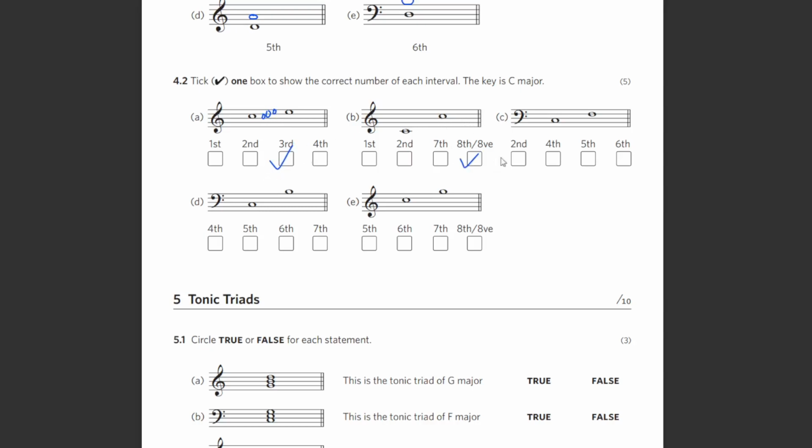C to C, 8th. One octave apart. So it's 8. Okay. C to F: C, D, E, F. 1, 2, 3, 4. So it's a 4th. Next, C to B: C, D, E, F, G, A, B. 1, 2, 3, 4, 5, 6, 7. So it's a 7th. C to G: C, D, E, F, G. 1, 2, 3, 4, 5. So it's the fifth.